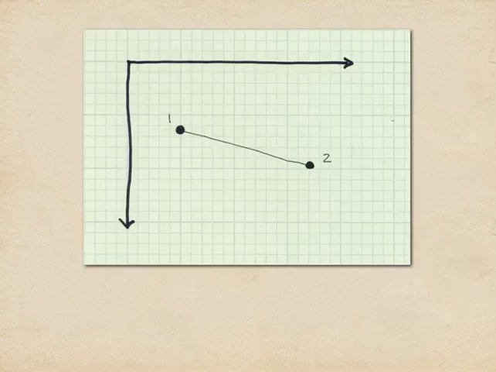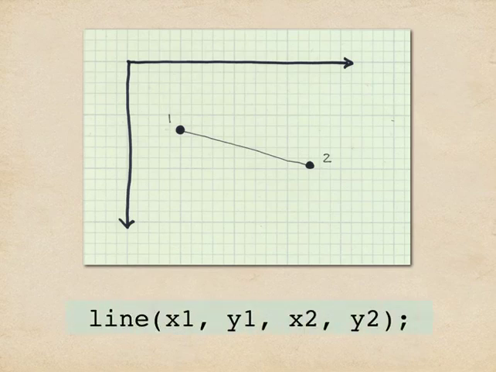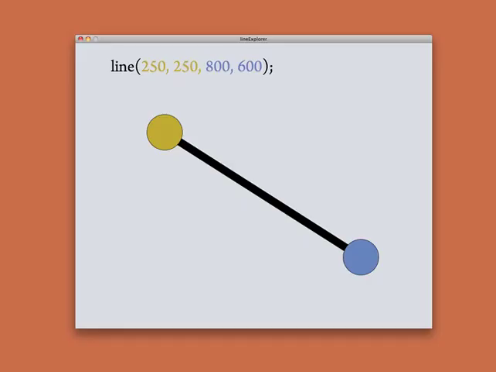Processing lets us draw lines very easily. All we have to do is specify the x and y values of the starting and ending points of the line. We do that by calling the routine line, and we hand it the x and y of the first point and the x and y of the second point. Let's see this in action.